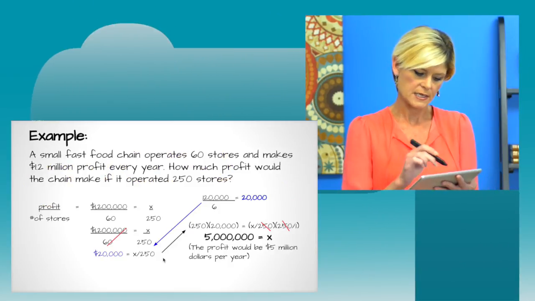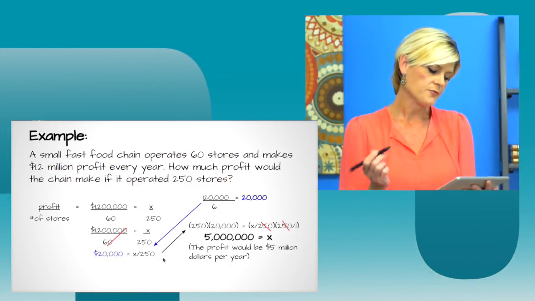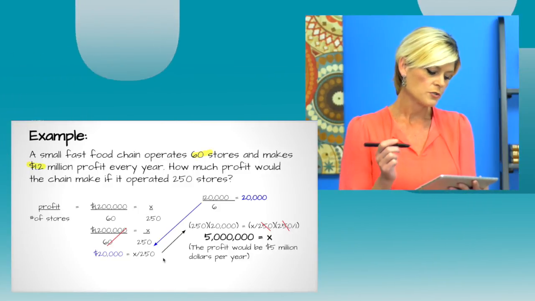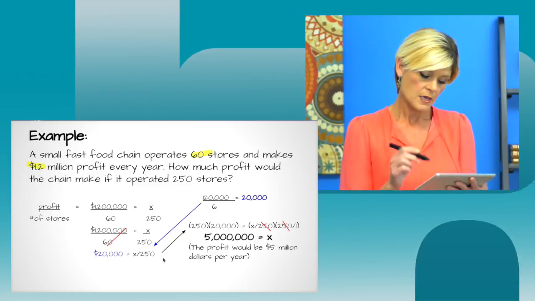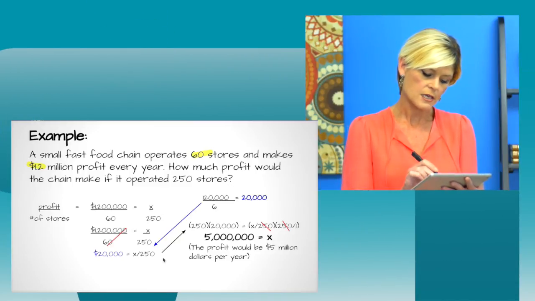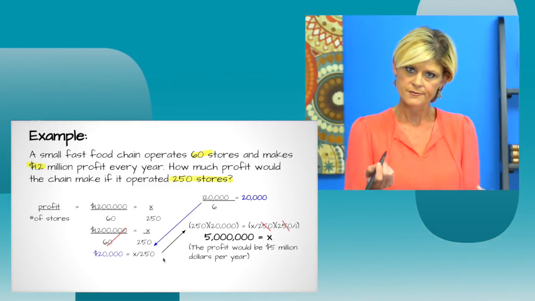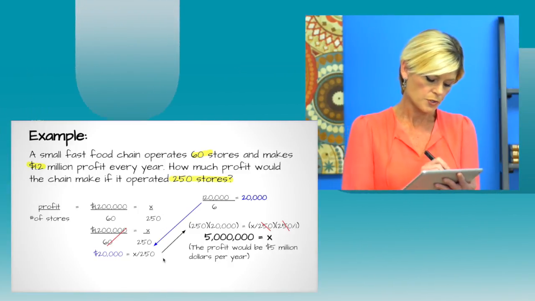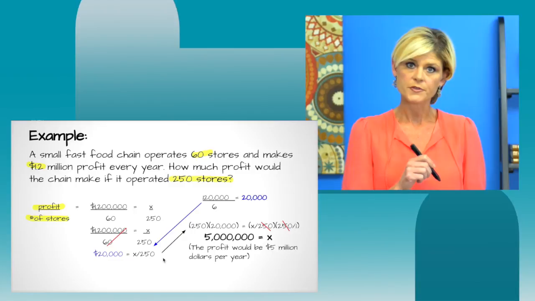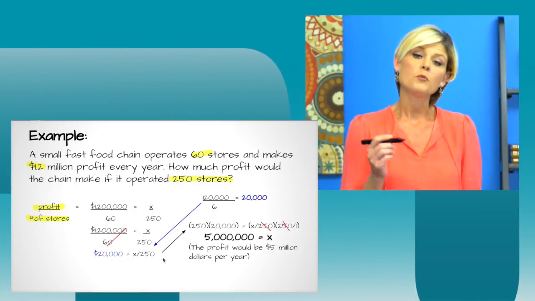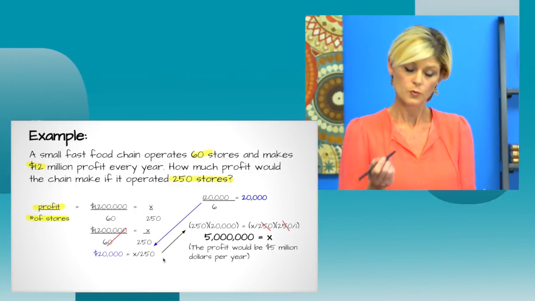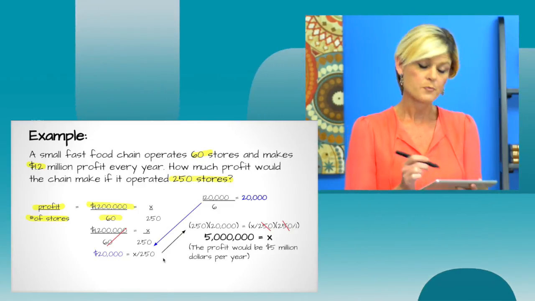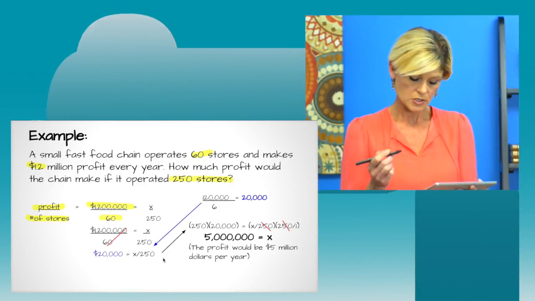Let's take a look at an example of a proportion. A small fast food chain operates 60 stores and makes 1.2 million profit every year. How much profit would the chain make if it operated 250 stores? So the first thing we want to do is set up a ratio, and we'll do that with profit over the number of stores. And then we'll plug in the information that we do know, which is that when they have 60 stores, they make a profit of $1.2 million.